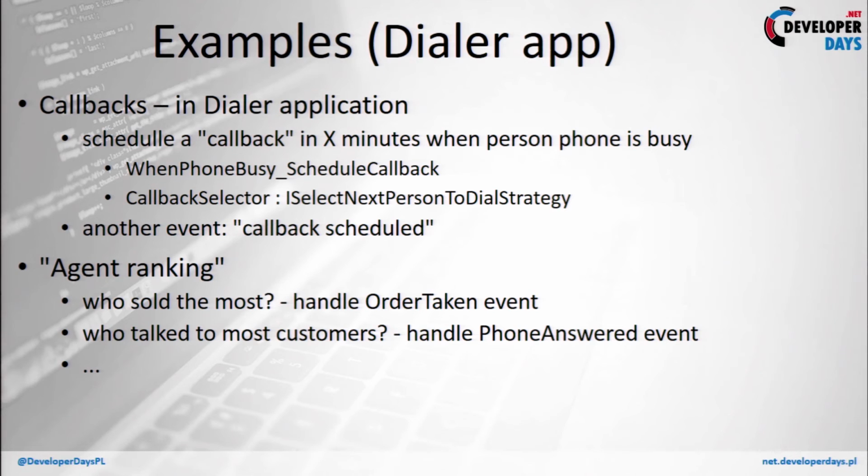And how was it done? There is the most important event in the system, order taken. I just subscribed to this event and did some logic that, using SignalR, was sending some information to each browser, because it was a web app, that caused some HTML table to re-render the agent ranking. And it was done during one night.